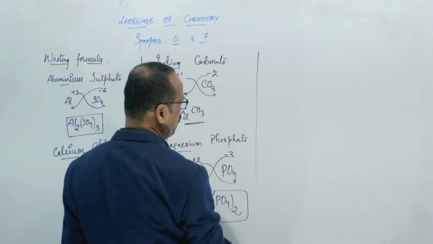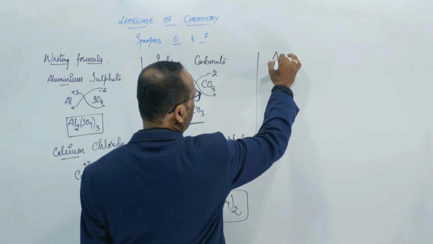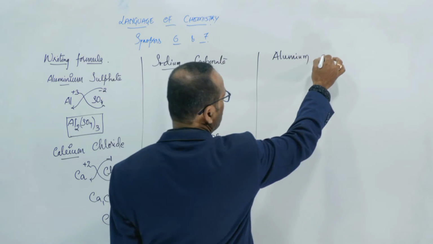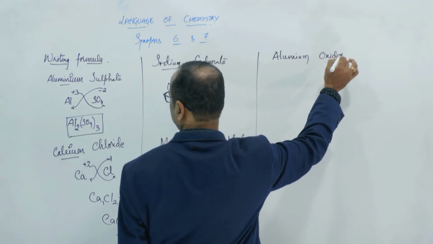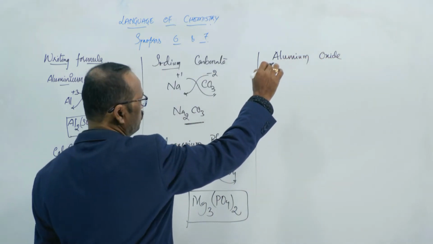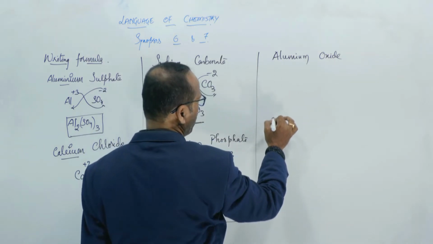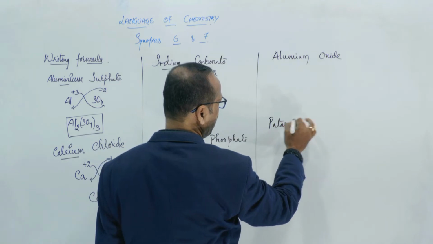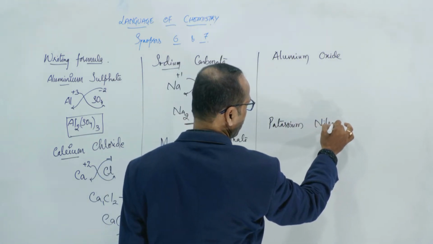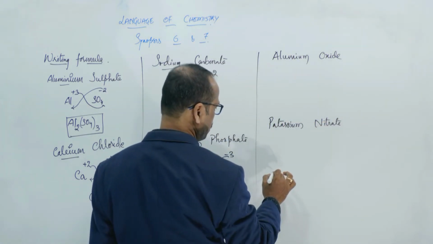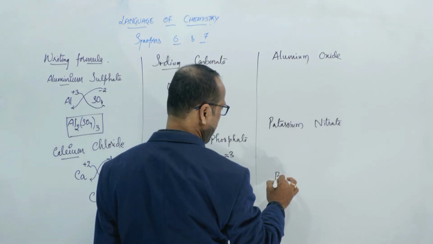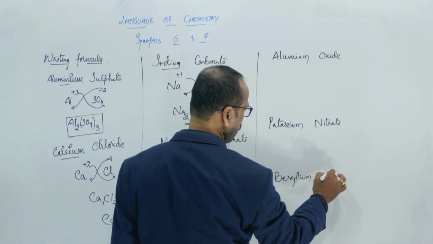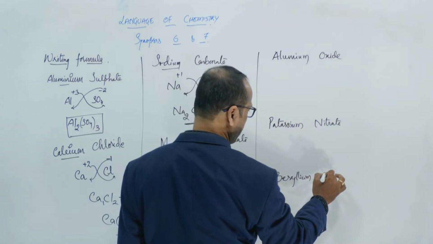So I will give 3 formulas now. You write now. If you have written it perfectly, then I'll go for the next topic. So aluminum oxide. Next, potassium nitrate. Next, beryllium chloride, fluoride. Okay, I'll write fluoride.